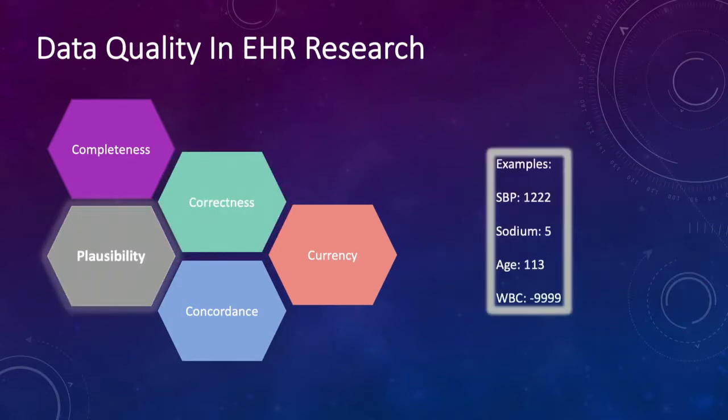Another thing you're going to encounter is an aspect of plausibility. If you've had any particular lab or vital sign component where you've had to have manual data entry into the system, you've probably encountered these. People can mess things up, and instead of putting in a systolic blood pressure of 122, they put in 1,222. You can have crazy sodium values. Age can sometimes show up.